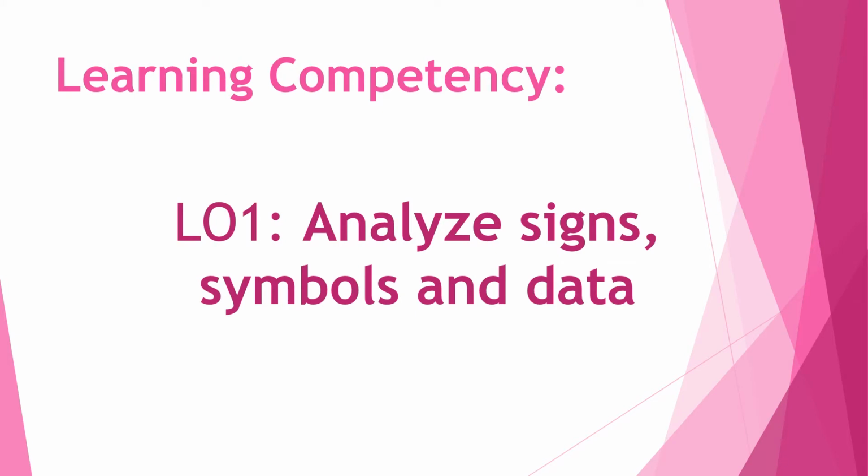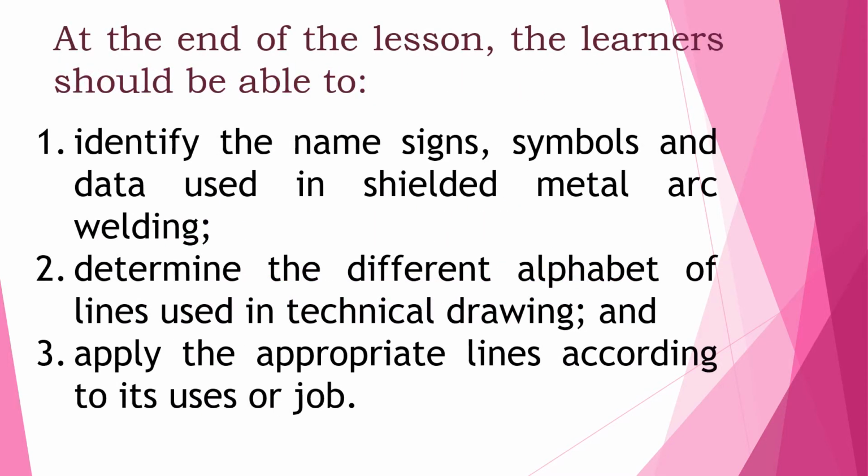Our learning competency for today's lesson is Analyze Signs, Symbols, and Data. At the end of the lesson, the learner should be able to, number 1, identify the signs, symbols, and data used in shielded metal arc welding. Number 2, determine the different alphabet of lines used in technical drawing. And number 3, apply the appropriate lines according to their uses or job.